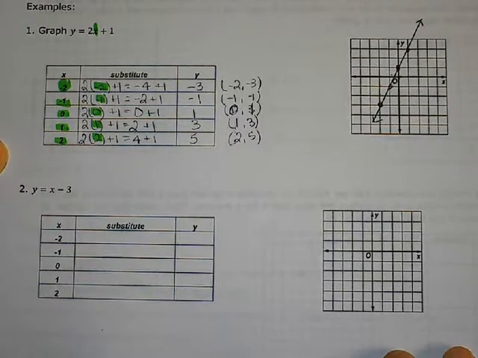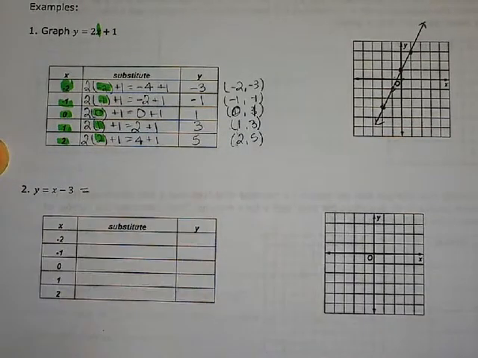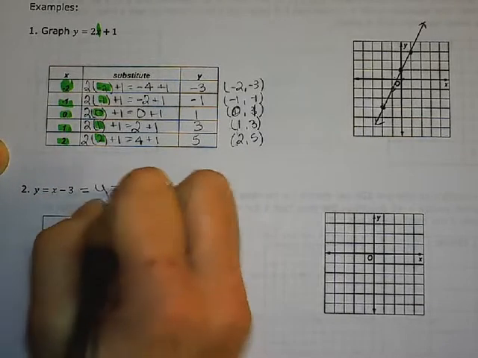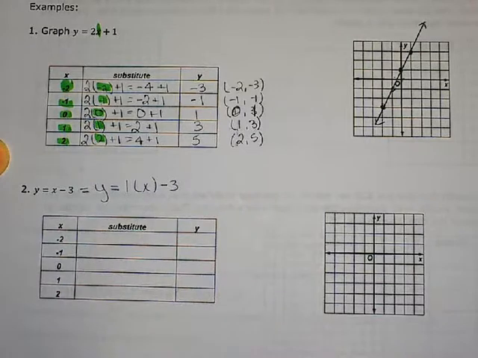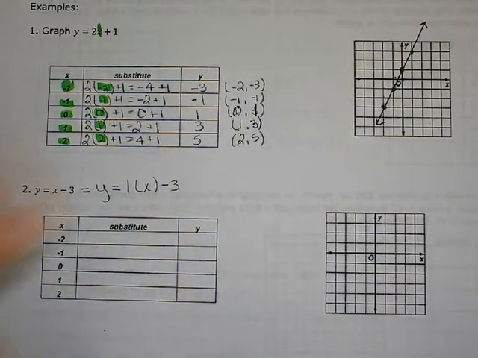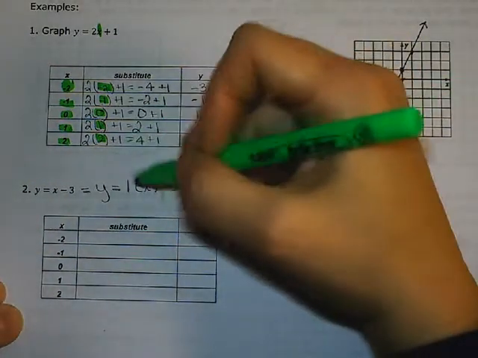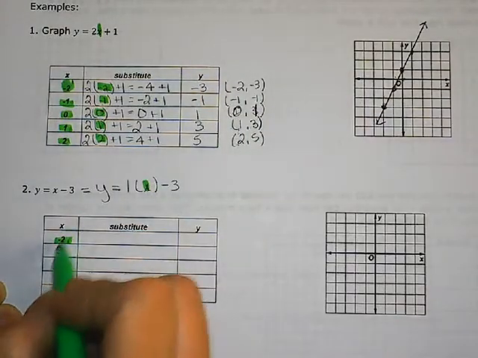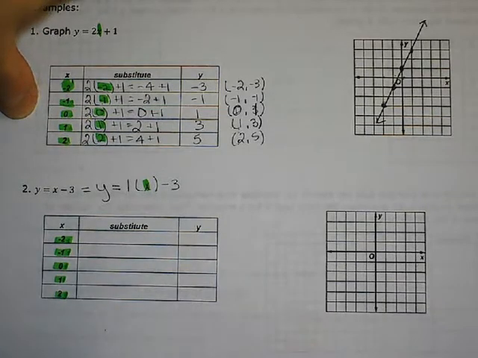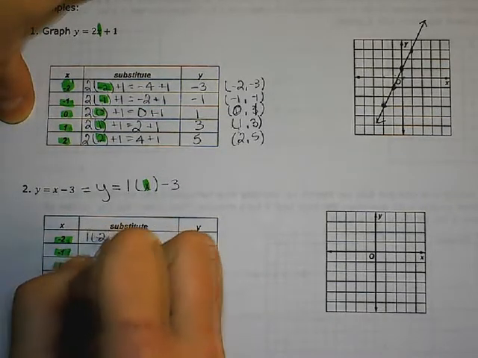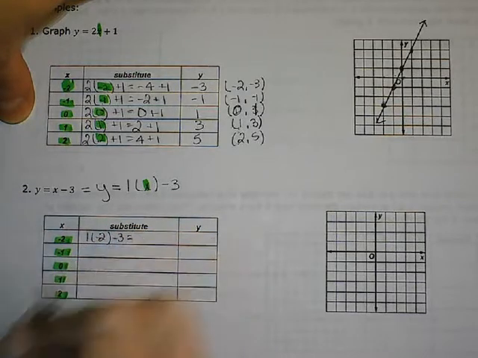Let's take a look at number 2. I would like to rewrite the equation to put the invisible 1 in, so y equals 1 times x minus 3. And remember, I'm going to do the same thing where I'm going to substitute x. All these values of x that they give us, I'm going to substitute into the equation to determine the value of y. So you have 1 times negative 2 minus 3.